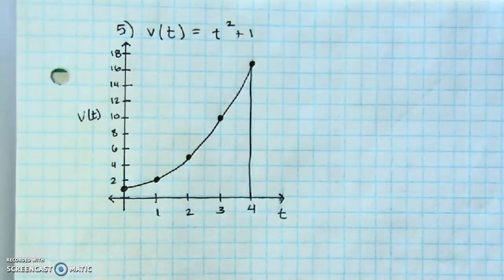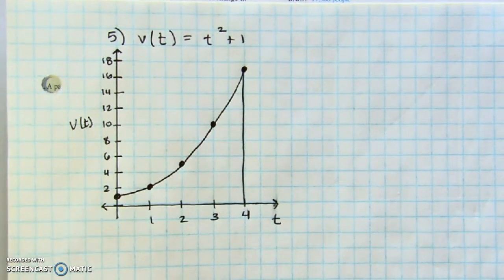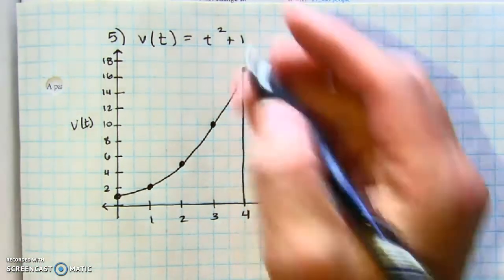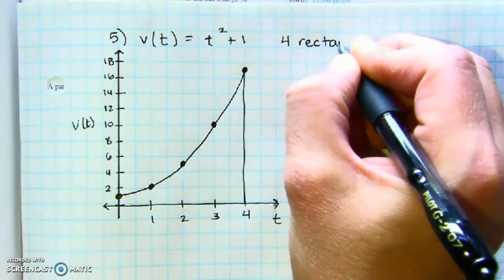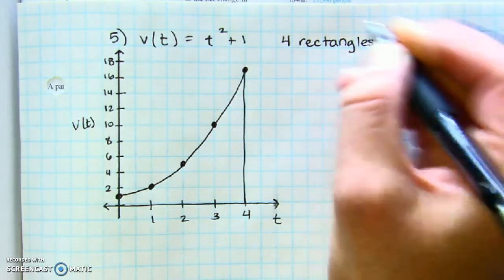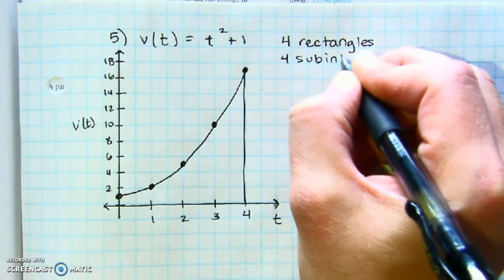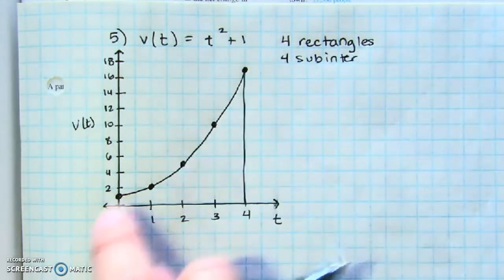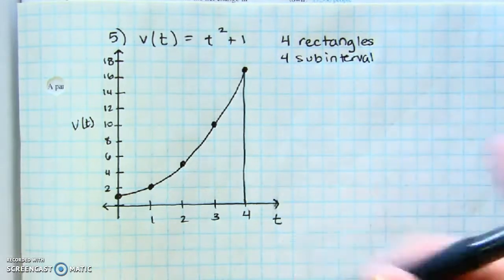There we go. Okay, how many rectangles did it say to use? Say just 4. Okay, why do we like 4 rectangles? If it says 4 rectangles, that's the same thing as saying 4 sub-intervals. So right now it's 1 interval from 0 to 4. We're going to cut it into sub-intervals.